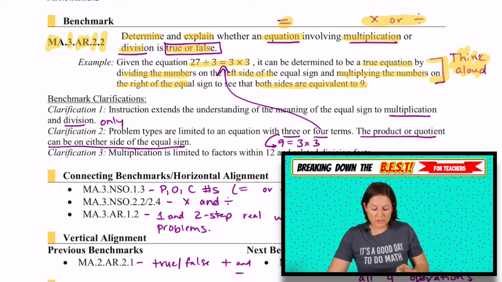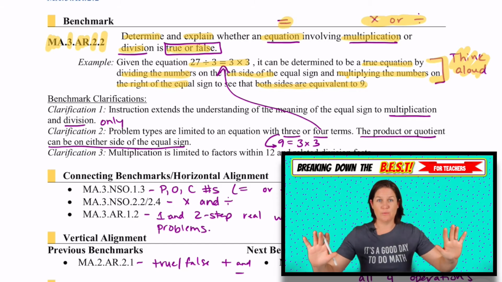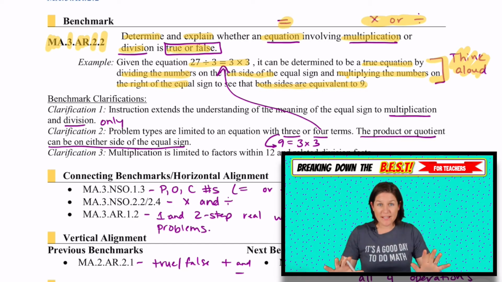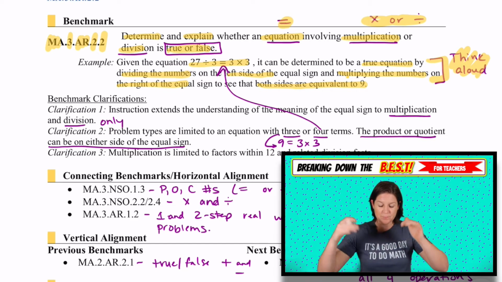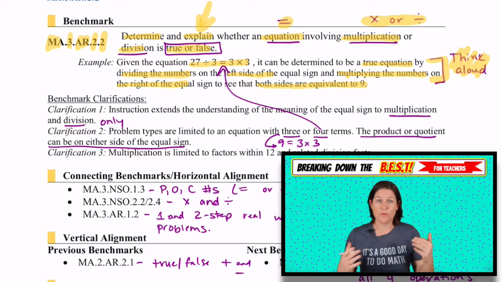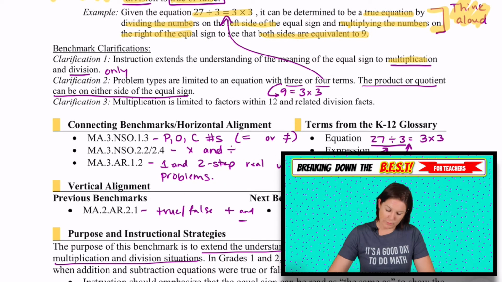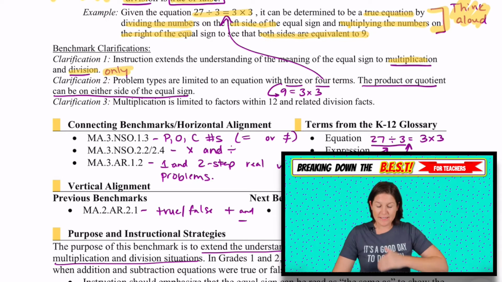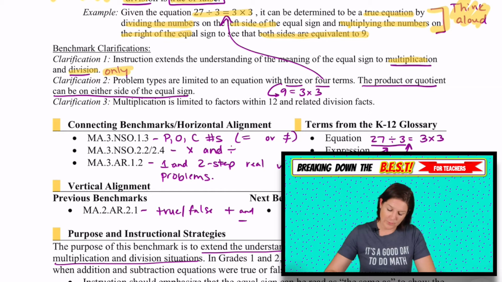So not only do they need to determine the values on both sides, they need to explain, just like the example, why an equation would be true or false, okay? So that we're working with multiplication and division only, so we shouldn't be seeing adding and subtracting or anything else, just multiplication and division. And also that the problems are limited to 3 or 4 terms.